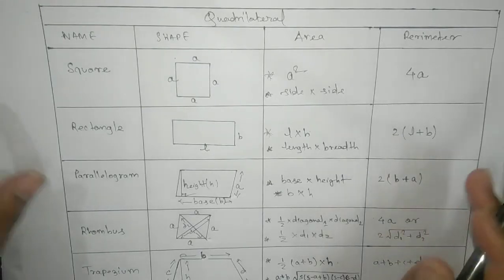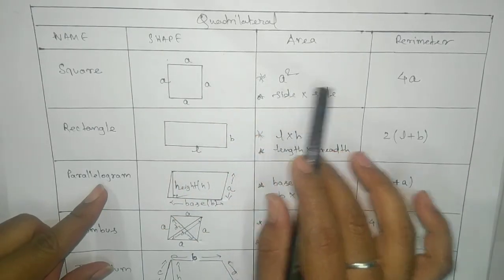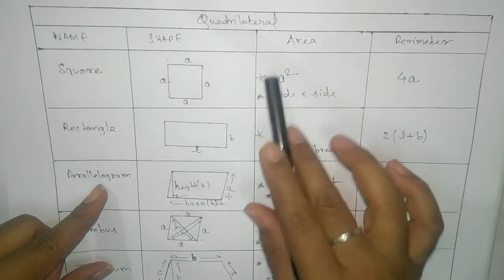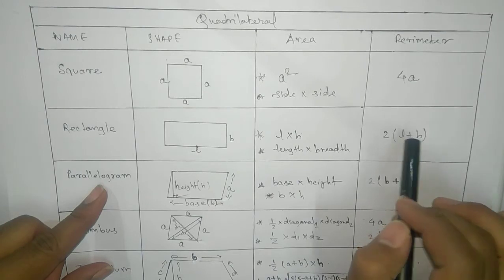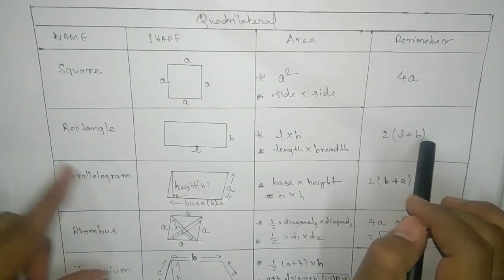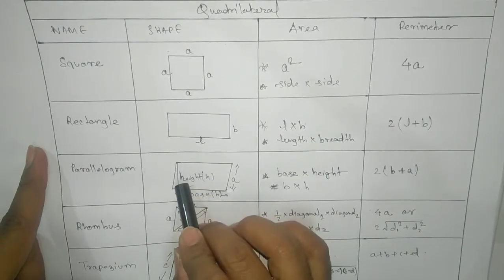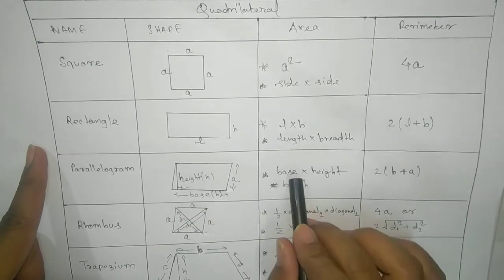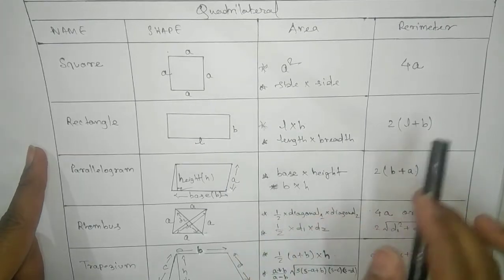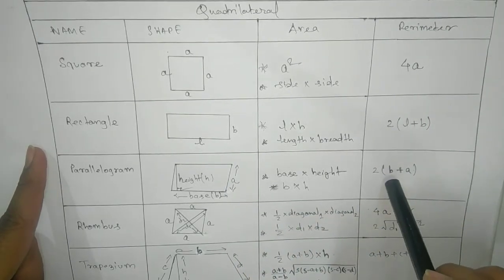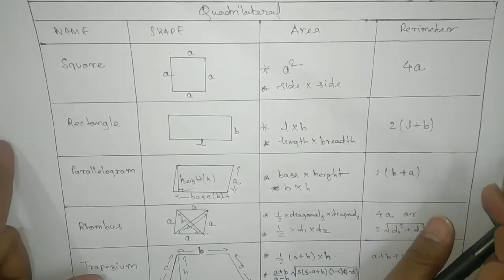Let's see, in a quadrilateral, first is the square. We know that the area of a square is side into side and the perimeter is 4 into side. Here a represents the side. Rectangle: length into breadth, perimeter 2 into L plus B, that means 2 into length plus breadth. If we go for the parallelogram, if base and height are provided, then you can apply base into height. And if width is given to you, then you can apply 2 into base plus width for the perimeter of the parallelogram.